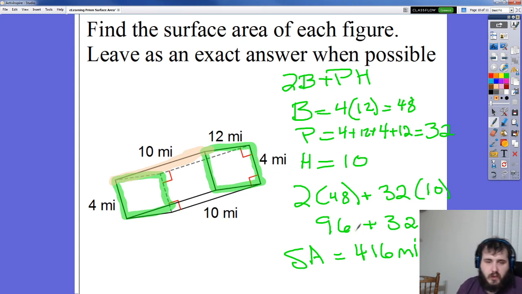And there's your answer. And again, if you get 416 and you used, for example, this one back here as a base, or this bottom here as a base, you could do that. You'll get the same answer. You will be fine, as long as you're consistent with what your bases are, and your height is the dimension perpendicular to it, then you should be fine.